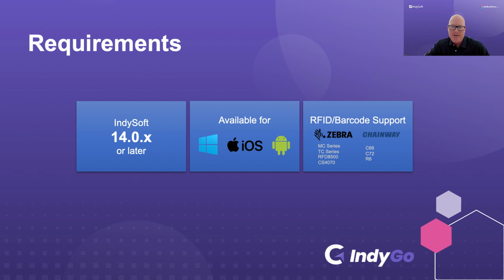That third tile here is the RFID and barcode support. That's our Zebra and Chainway mobile handheld devices that we offer. And those actually do run the Android operating system as well.